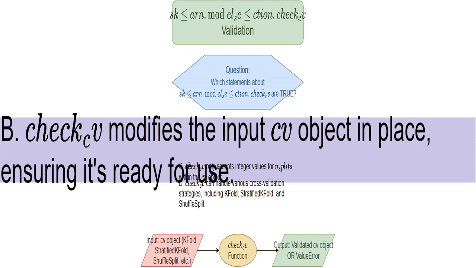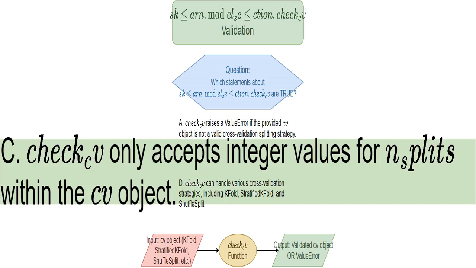Statement B suggests that check_cv changes the cross-validation object you give it directly. This is incorrect. Instead, check_cv creates a new validated version without affecting the original. Statement C incorrectly states that check_cv only works with integers representing the number of splits, like in k-fold cross-validation. It's more flexible and can accept various types of cross-validation strategies.